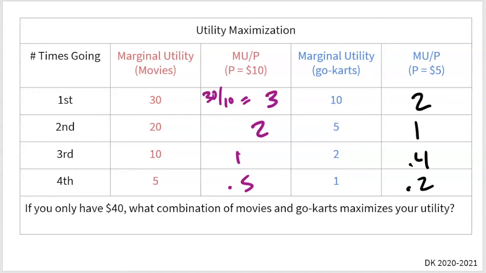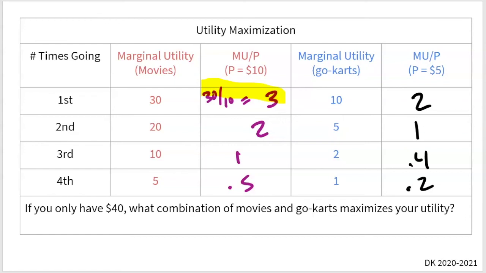Since we calculate the marginal utility per dollar, we can do that. So what gives us the most satisfaction based on our marginal utility per dollar? Well, that is going to see the movie the first time. The reason for that is our marginal utility per dollar is 3, and that's the highest marginal utility per dollar out there. Because of that, that's what we're going to see first. And because going to the movie once costs us $10, out of the 40, we now have $30 left. We spent $10.